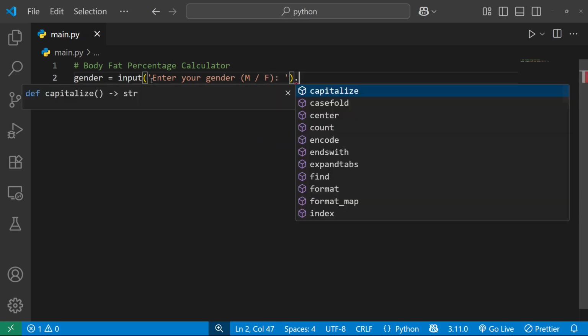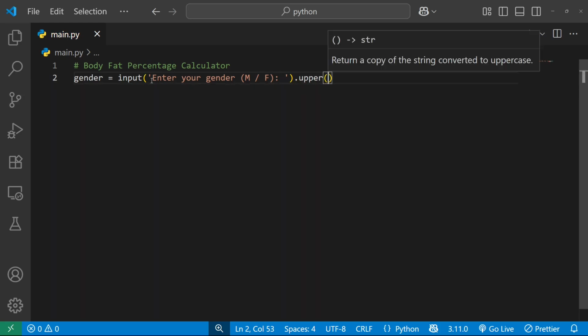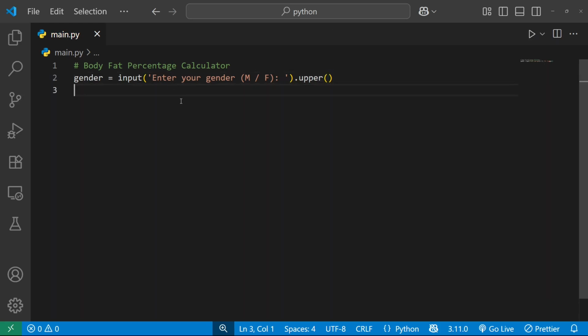Here I will use the option upper. It means that if the person puts M, the result will be big M. If he puts F, like female, it will be big F. Okay, so it's upper, not lower, but upper.